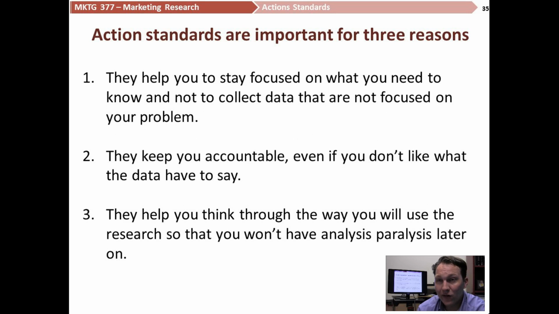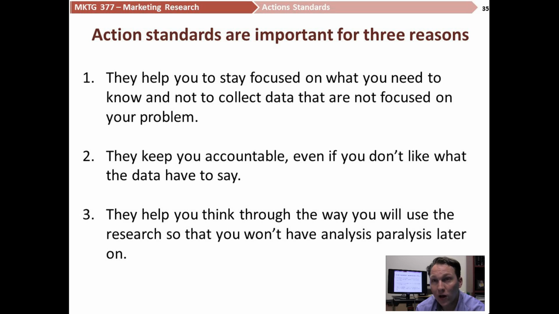And really, action standards are important for three reasons. First of all, during the design process and even the fieldwork gathering process, they help you to stay focused on what you need to know and not to collect data that aren't focused on your research problem that you're ultimately trying to solve.